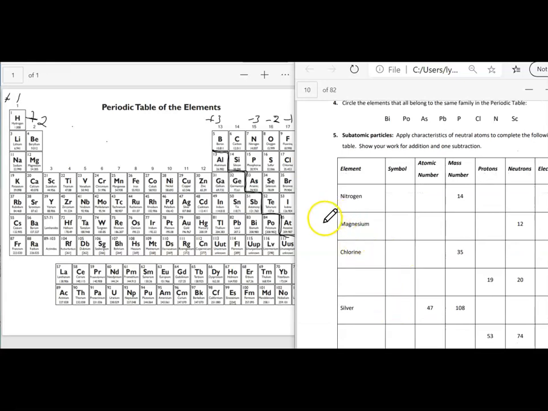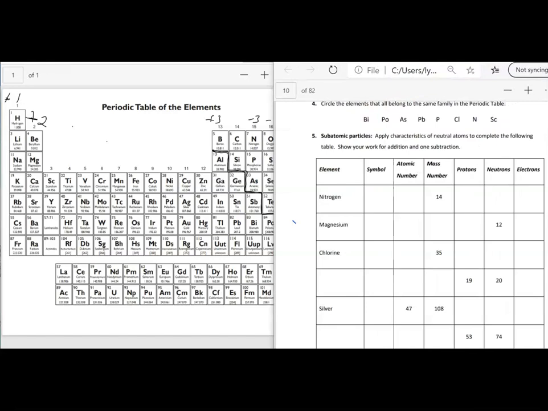Then this particular section, we are wanting to identify proton, electron, and neutron. So nitrogen's right here. Symbol is N. Its atomic number is right here, which is 7. And that means it will have 7 protons and 7 electrons. To find the neutrons, remember we're taking the mass minus the protons, or mass minus the atomic number to get the neutrons. So 14 minus 7 is 7.